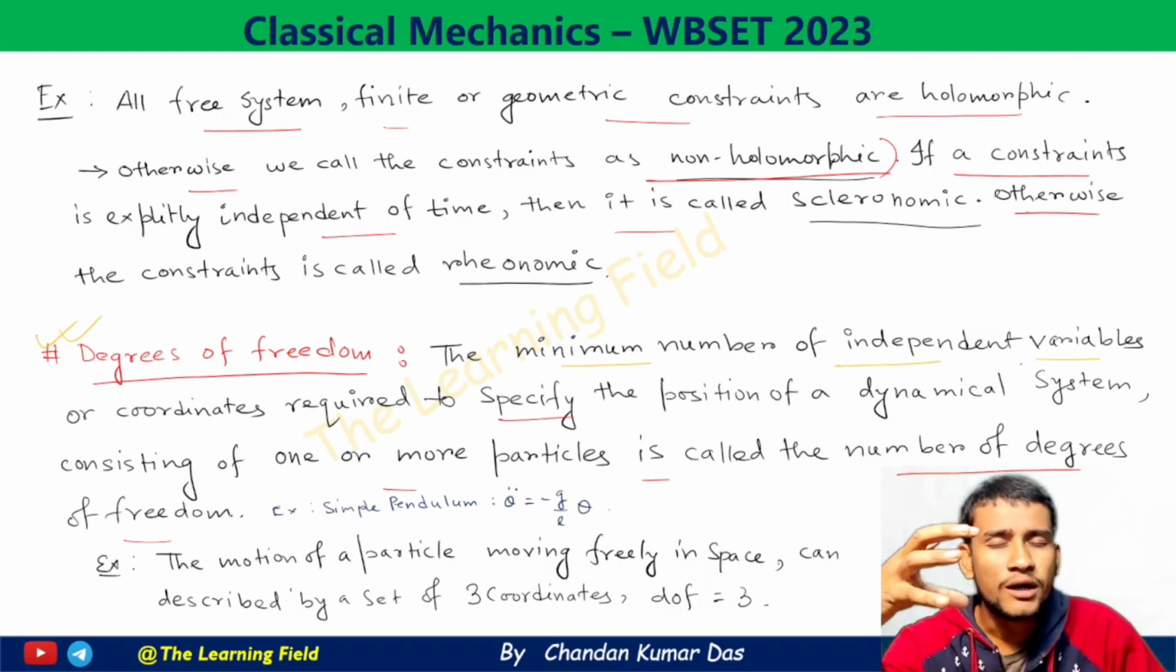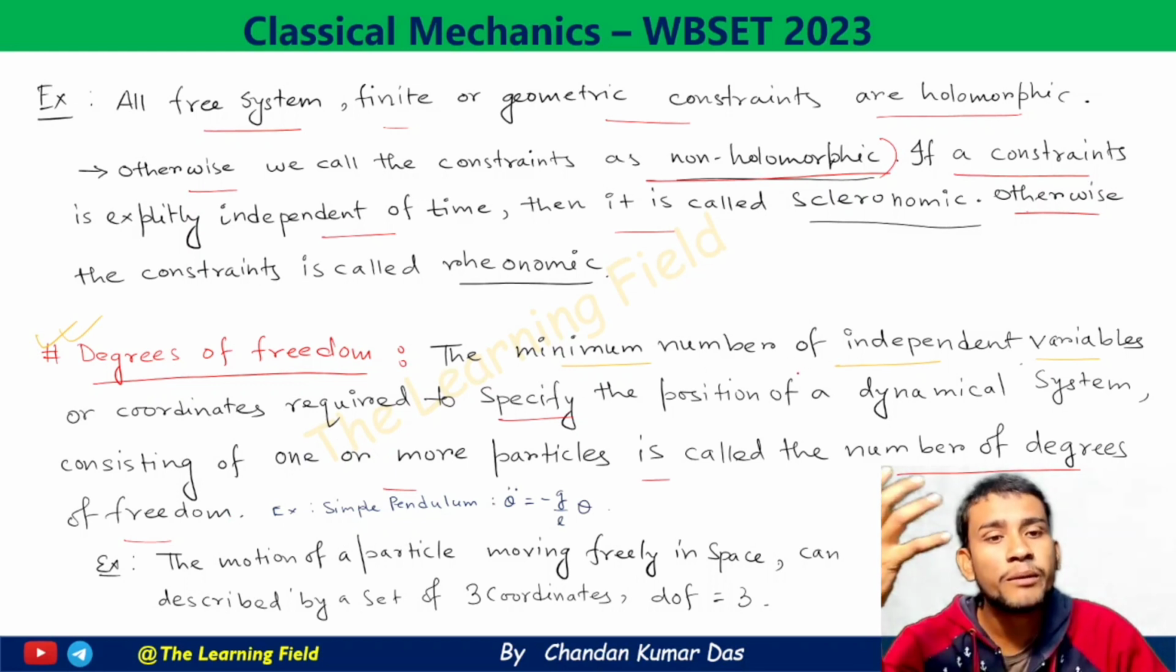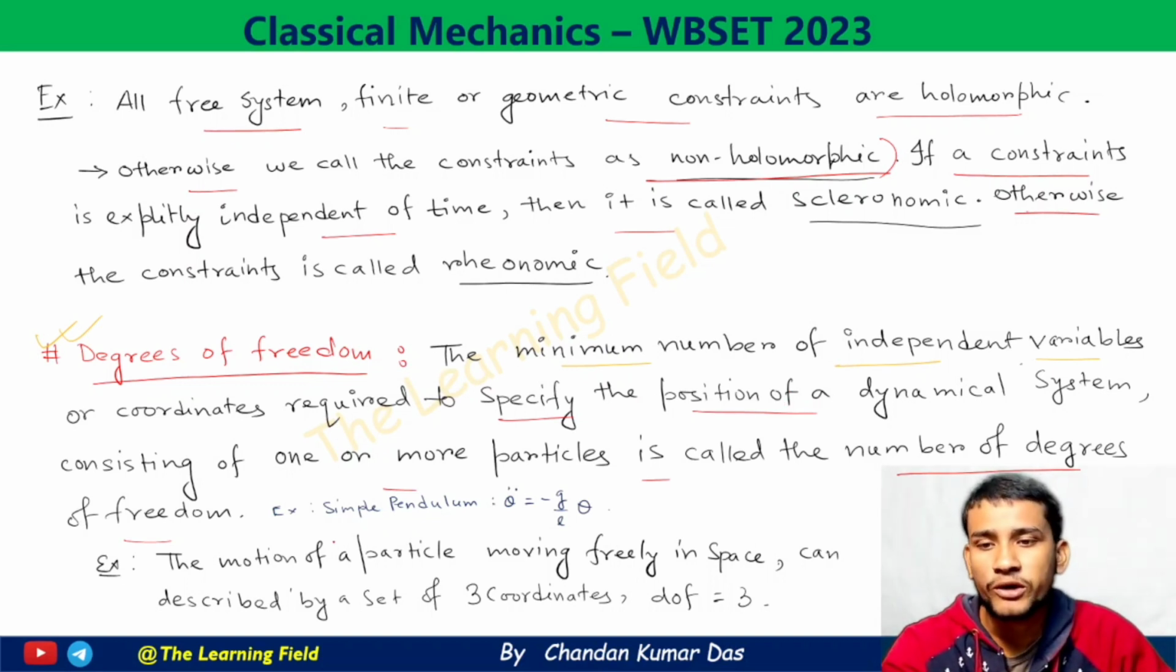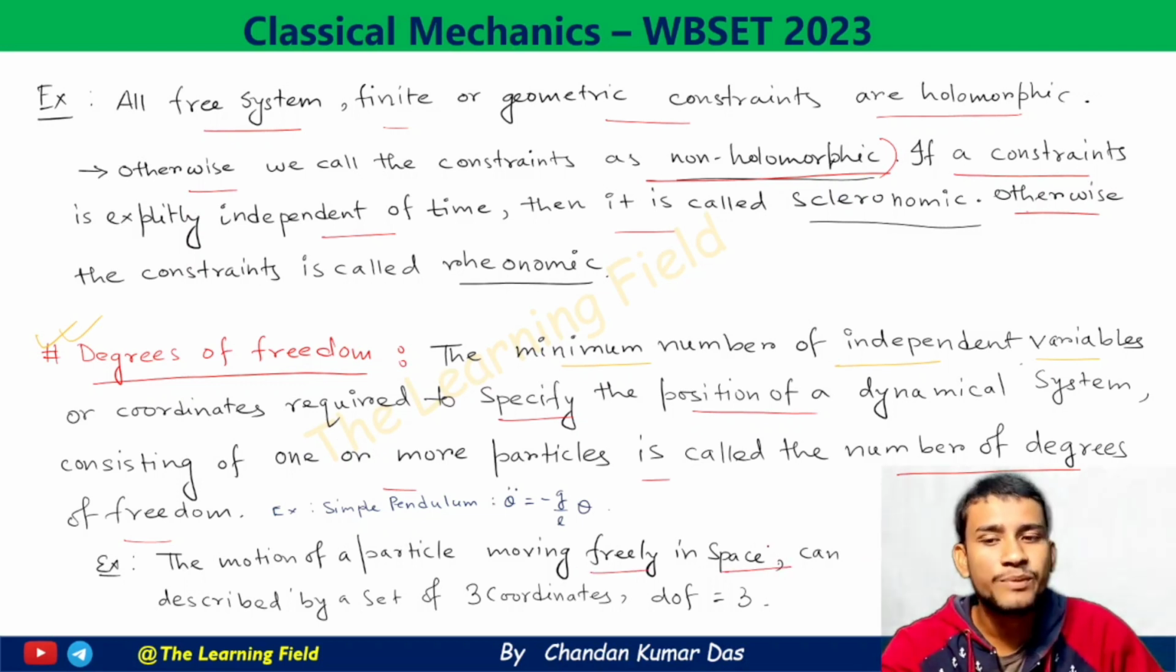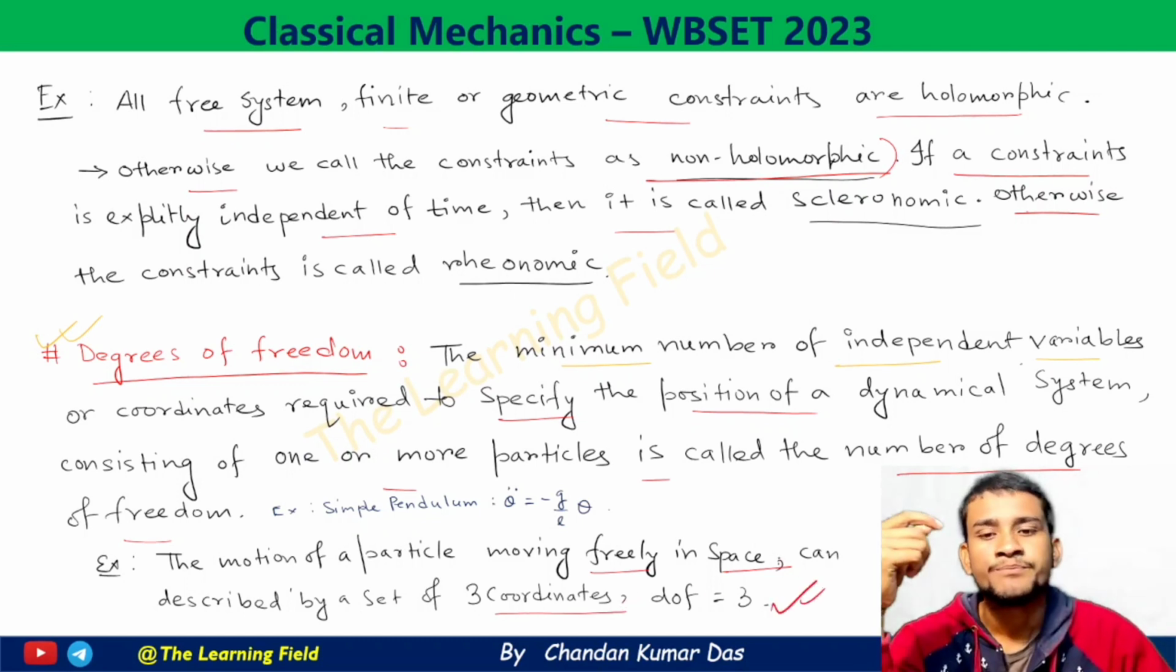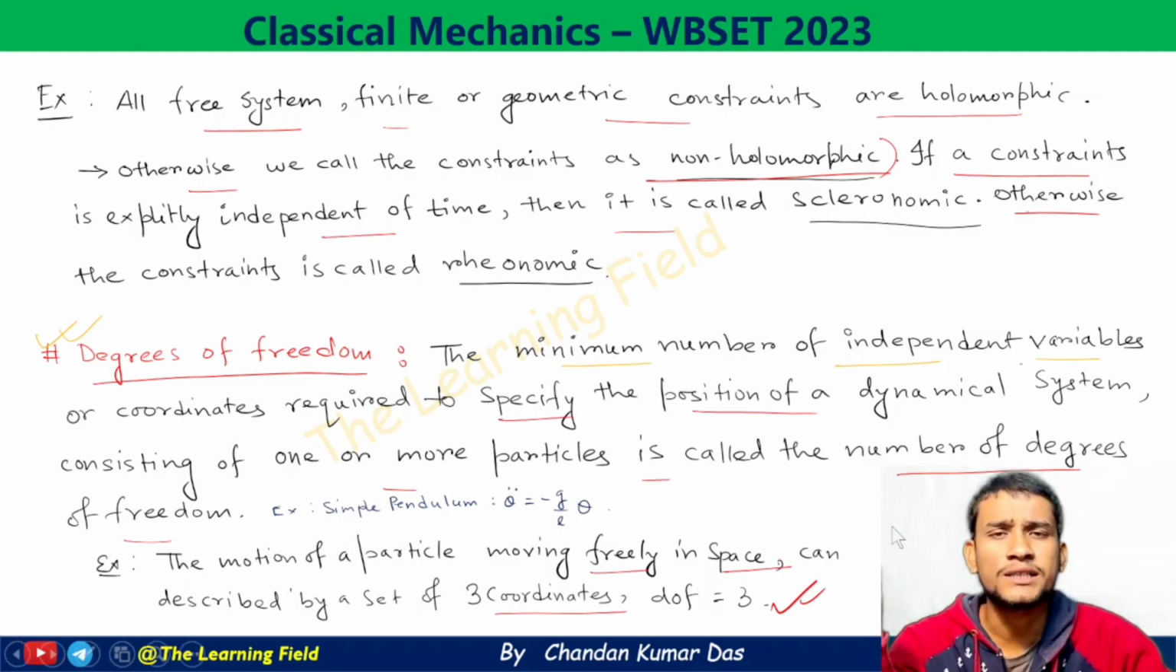Here it says that the minimum number of independent variables needed to specify the position of a dynamical system is called the degrees of freedom. For example, the motion of a particle moving freely in space can be described by a set of 3 coordinates. That means the degrees of freedom is 3. You can consider simple harmonic motion also, the spring also, the string also. All these systems have degrees of freedom.